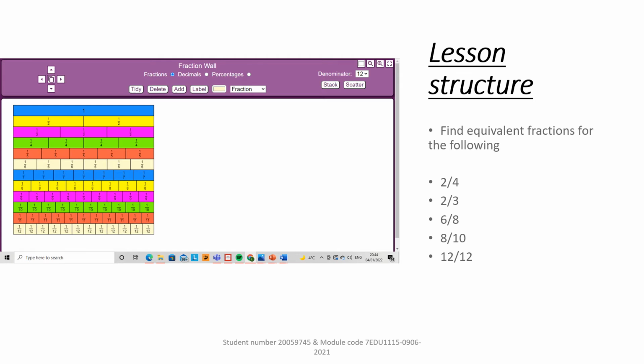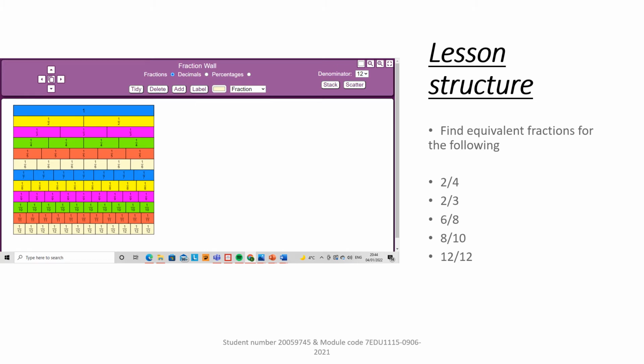So after about 10 minutes spent on the starter, instead of marking it like we normally would, I just dove straight in and decided to show them the resource. So this is what it looks like when it's first introduced. You'll see in the top right section, I had the denominator set at 12. You can set it at whatever you like. It can get bigger or smaller depending on what you need. And then I went through some examples.